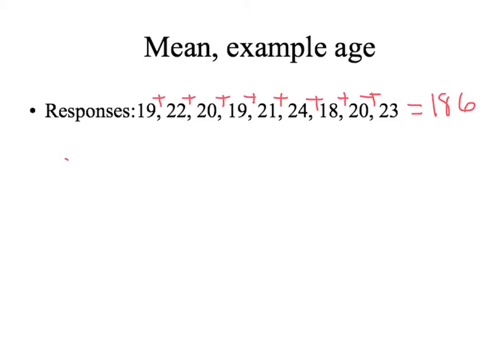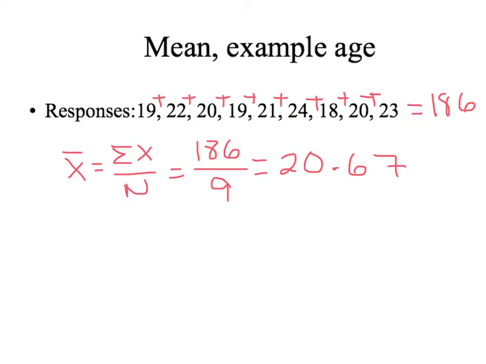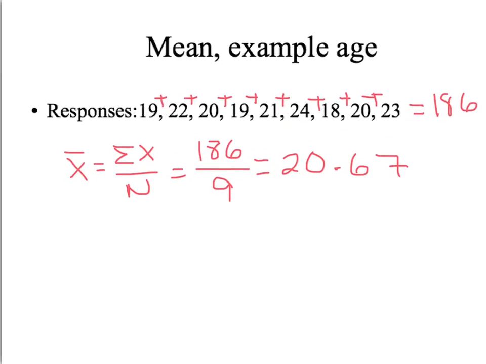So if we go back to our equation, the mean equals the sum of X over N. This number, 186, is the sum of X. So we write 186 and we're dividing that by N, which is the total number of responses, and there are 9 responses. That's going to give us 20.67. Now remember, we're rounding to 2 decimal places. On my calculator it's actually 20.666666, but we round that up to 20.67.